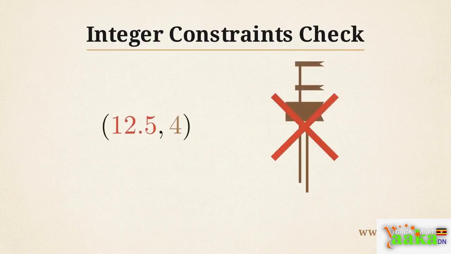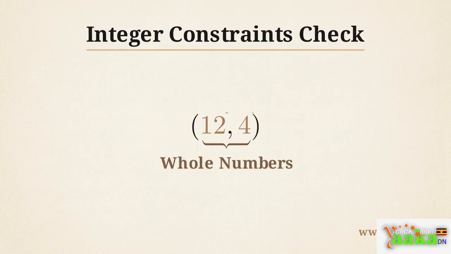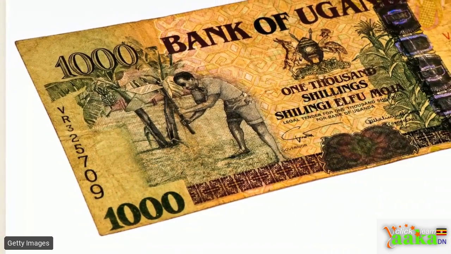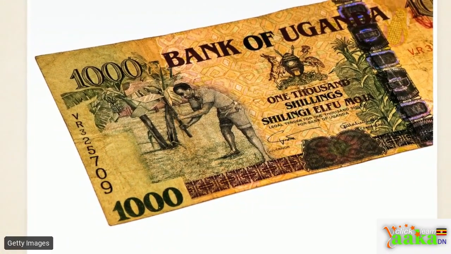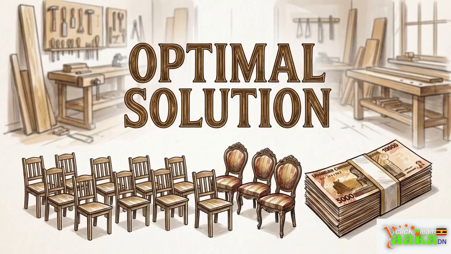You cannot sell a fraction of a wooden chair. Fortunately, 12 and 4 are whole, clean numbers, so our solution is perfectly valid. This local currency represents our ultimate goal. Step 4 is our conclusion. To hit peak efficiency, produce exactly 12 standard and 4 deluxe chairs, delivering a maximum profit of 360,000 Ugandan shillings.